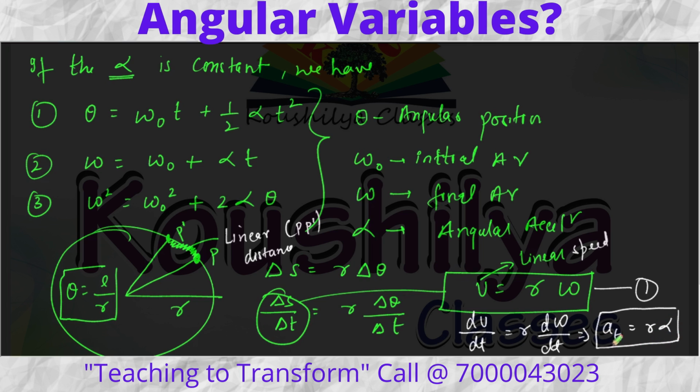But look at the left hand side. Is it acceleration? No, because this v is not velocity. This v is linear speed, not the velocity. So the differentiation of linear speed will give the acceleration component, not the acceleration.